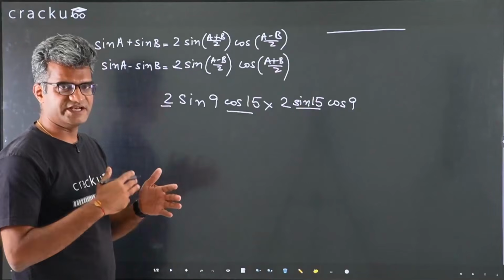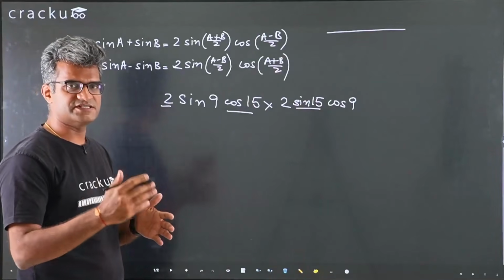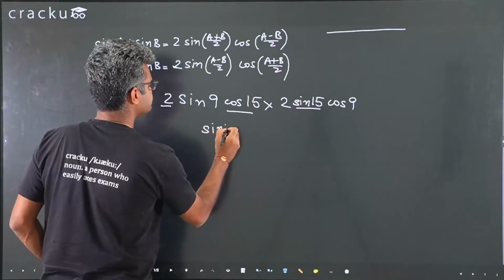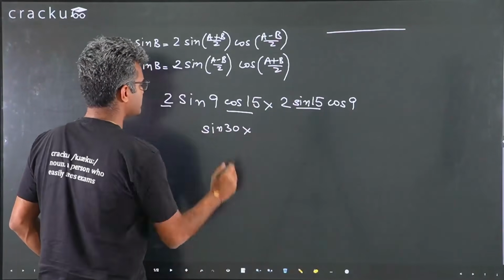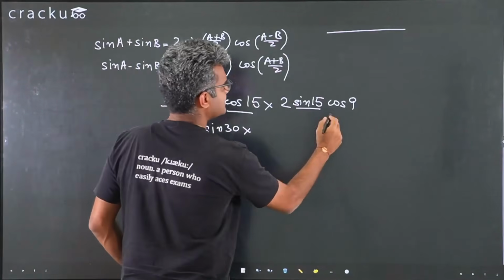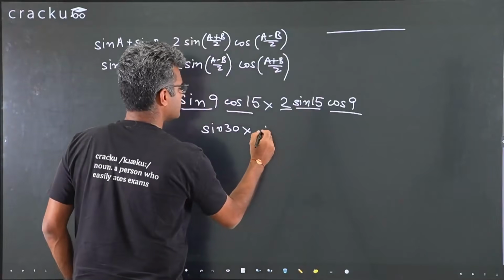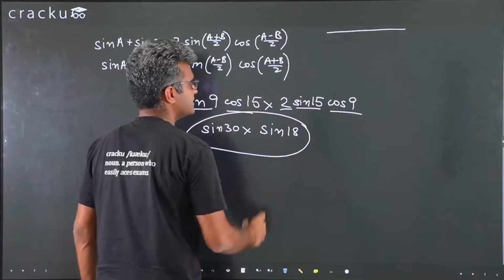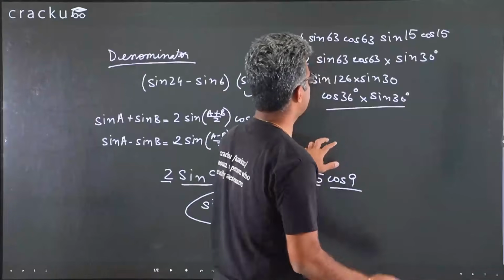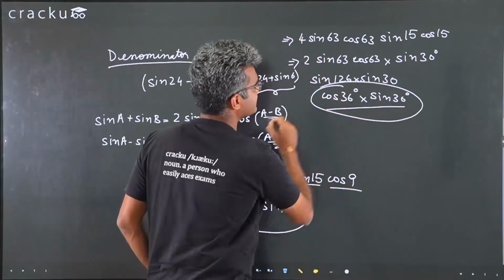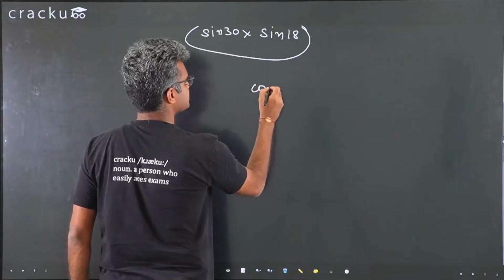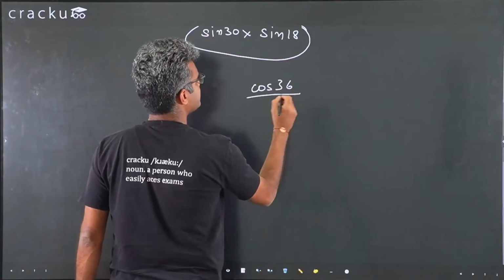Again, if you combine 2 cos 15 and sin 15, that is sin 30, because this is of the form sin 2a is equal to 2 times sin a into cos a. So this is sin 30 into, if you combine sin 9 cos 9 into 2, this is of the form sin 18. This is the denominator and we have this numerator. So the given expression is simply equal to cos 36 divided by sin 18.